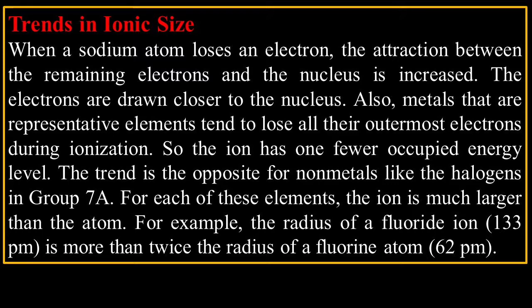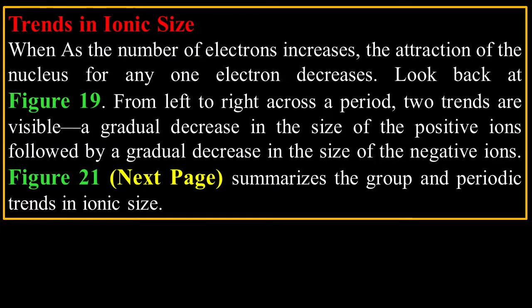The trend is the opposite for nonmetals like the halogens in group 7A. For each of these elements, the ion is much larger than the atom. For example, the radius of a fluoride ion, 133 picometers, is more than twice the radius of a fluorine atom, 62 picometers. As the number of electrons increases, the attraction of the nucleus for any one electron decreases.